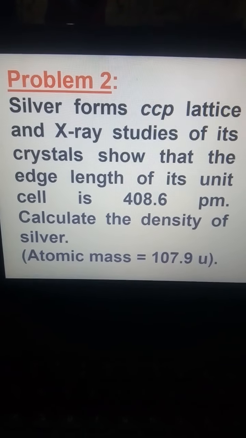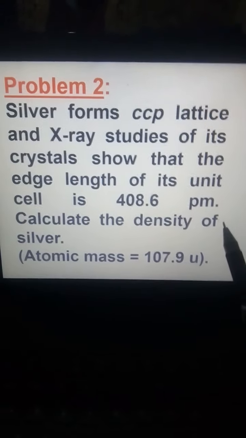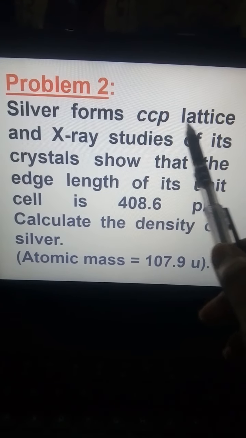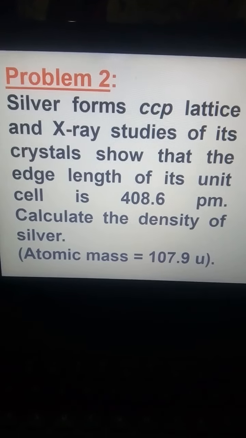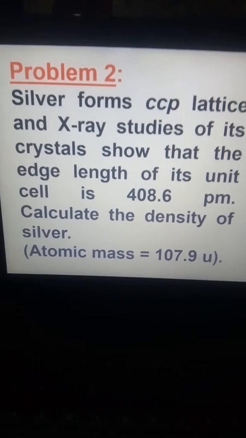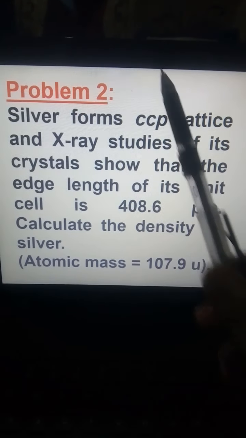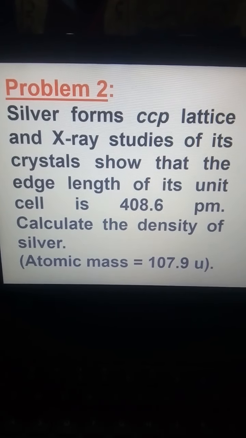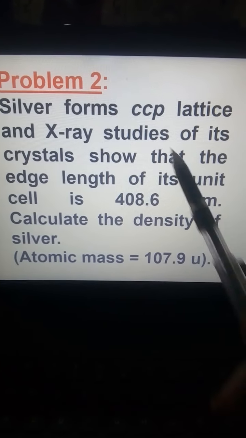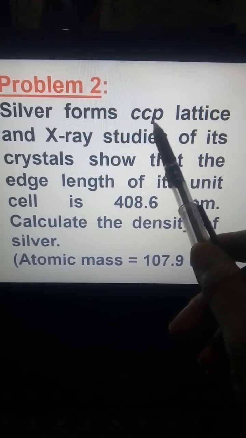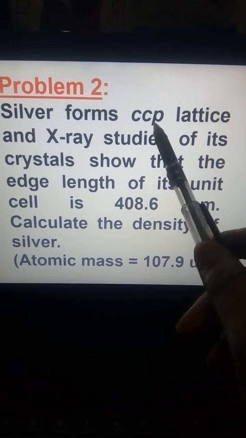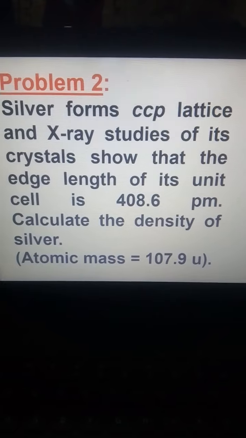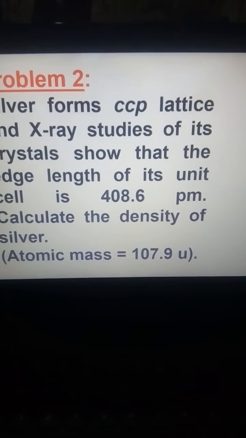So first you try to understand the problem: this is a CCP lattice. CCP lattice means the unit cell is FCC. When a unit cell is FCC, meaning face centered cubic unit cell, then the number of particles per unit cell will be equal to 4. That means Z is equal to 4. That we must understand.